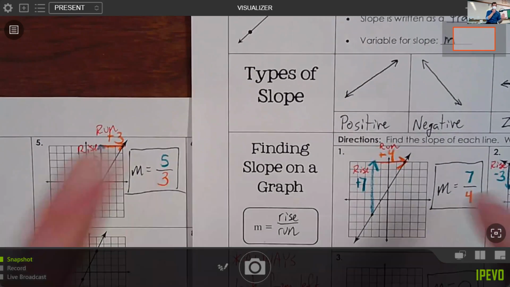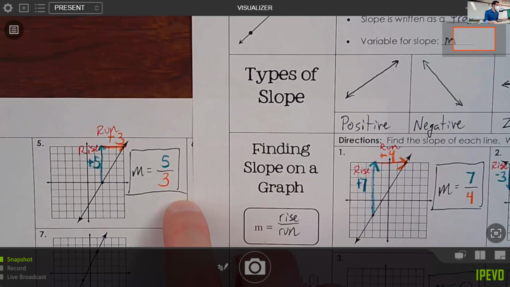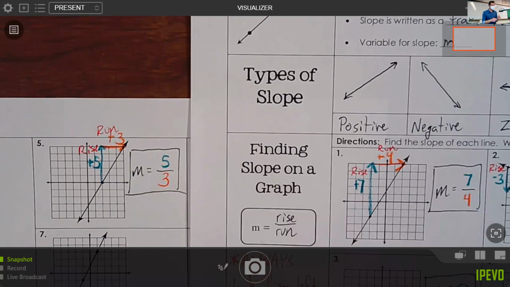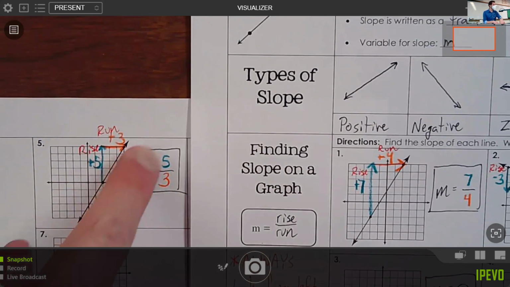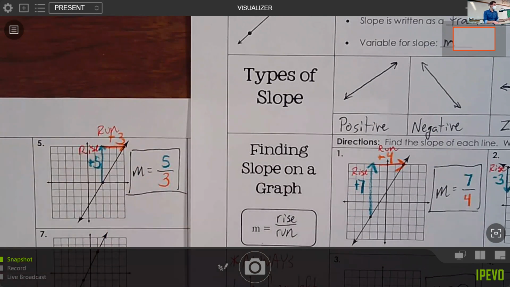Do not change your improper fractions into mixed numbers when you're dealing with slope. 7/4 is the same thing as 1 3/4. 5/3 is the same thing as 1 2/3. But if you write them as mixed numbers, it'll be a lot harder to figure out the slope on the graph, because these numbers talk about how many spaces you have to count up and over. If it's a mixed number, it doesn't really give you that information. So leave the improper fractions as improper fractions.